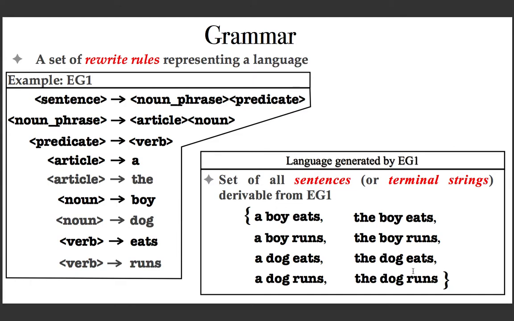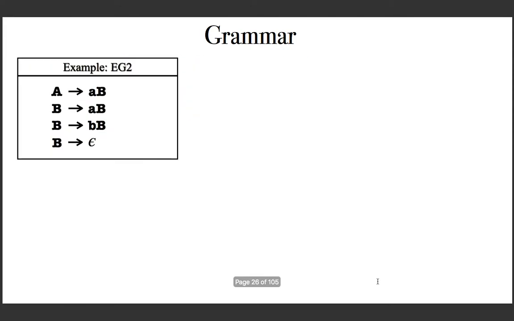Similarly, you can see how all the other strings are derived. If you get time, please try to see how these sentences can be derived. And with this, let us move on to the next example grammar, EG2.